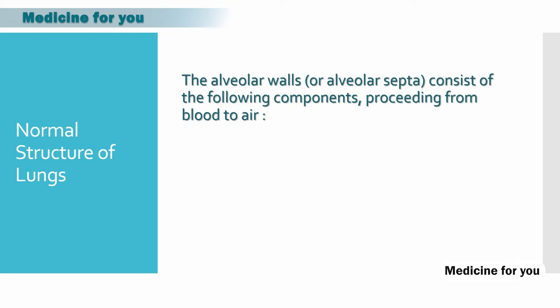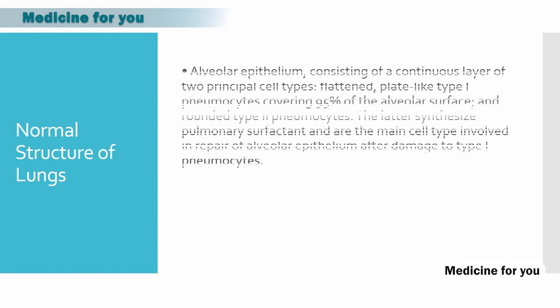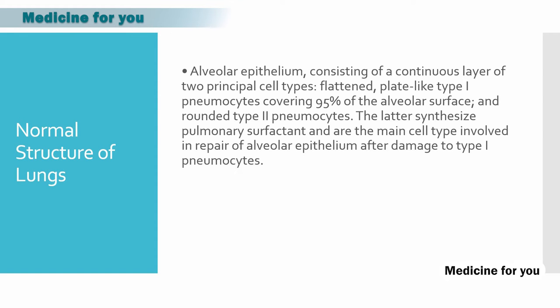The alveolar walls consist of the following components, proceeding from blood to air: the capillary endothelium and basement membrane, the pulmonary interstitium, composed of fine elastic fibers, small bundles of collagen, a few fibroblast-like cells, smooth muscle cells, mast cells, and rare mononuclear cells. Alveolar epithelium, consisting of a continuous layer of two principal cell types, flattened, plate-like type I pneumocytes covering 95% of the alveolar surface, and rounded type II pneumocytes.